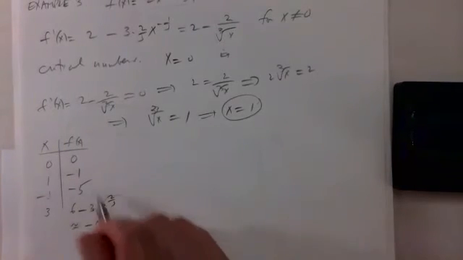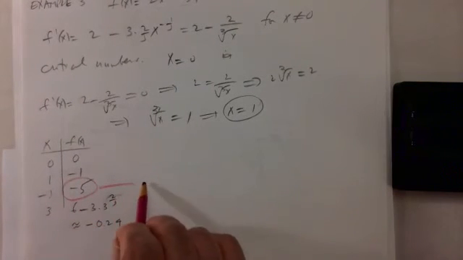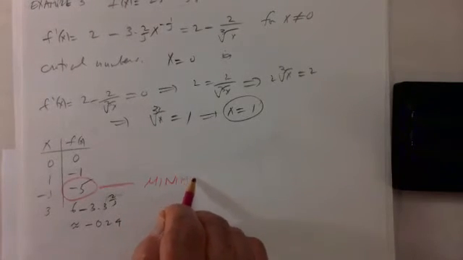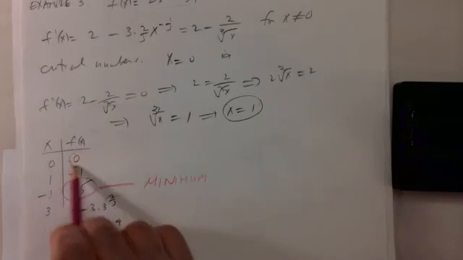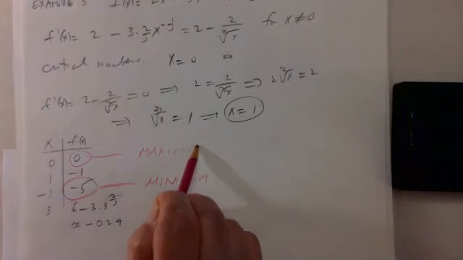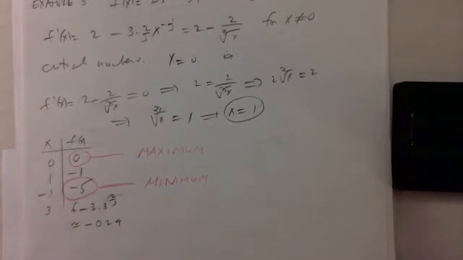So you look at these four numbers, which is the smallest? This one. So this is the absolute minimum. Which is the largest? 0. That's the absolute maximum. That's the story.